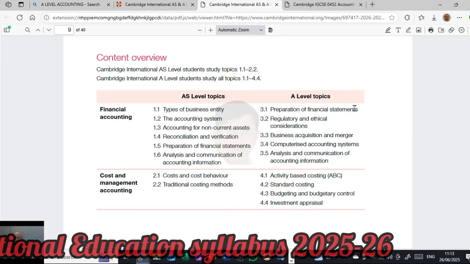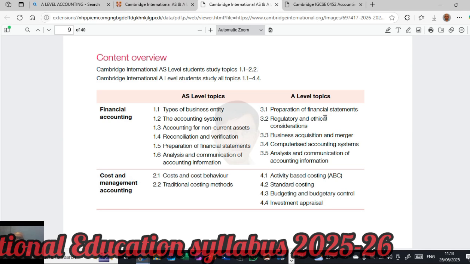Okay, so what will be there? AS level topics, A level topics. AS level topics: types of business entity, the accounting system, accounting for non-current assets, reconciliation and verification, preparation of financial statements, analysis and communication of accounting information, cost and cost behavior. So this is from cost and management accounting. So cost and cost behavior, traditional costing methods.